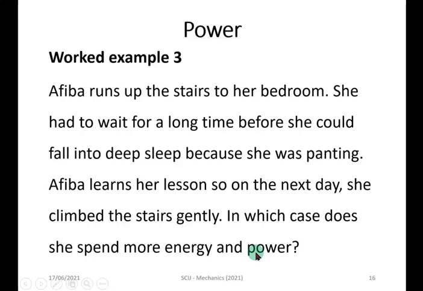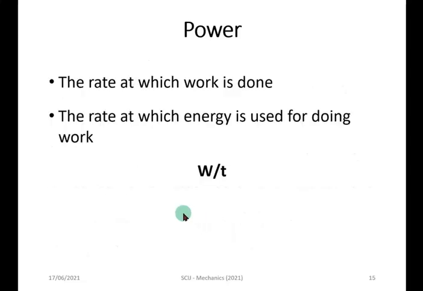The power she used in either scenario will be different, because in the first case, she ran to the bedroom. She took a very short time to go to the bedroom. So the same amount of energy, but this time around, in a short time, will require a lot of power. So the same amount of energy, but a very short time. If we divide by something small, we are going to get a value that is big.